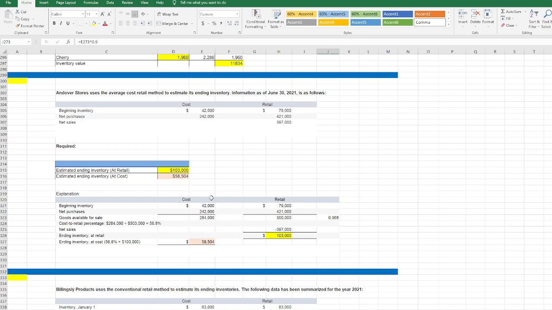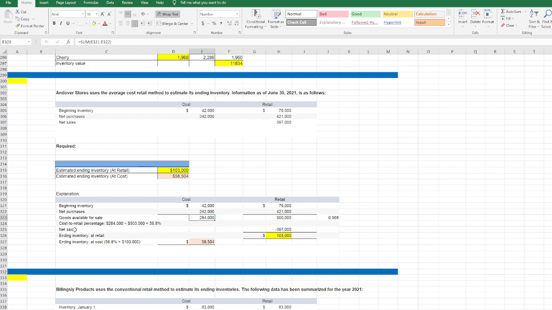So we start out with cost, and we take beginning inventory of 42,000. And then net purchases, that's my cost. So I have goods available for sale of 284. Okay? And then I bring my retail cost. So my beginning inventory at retail is 79,000. And then net purchases is 421 at retail. Okay? This is what I paid for it, but this is what I'm trying to sell it at. So my goods available for sale is 500,000, but it actually cost me 284.